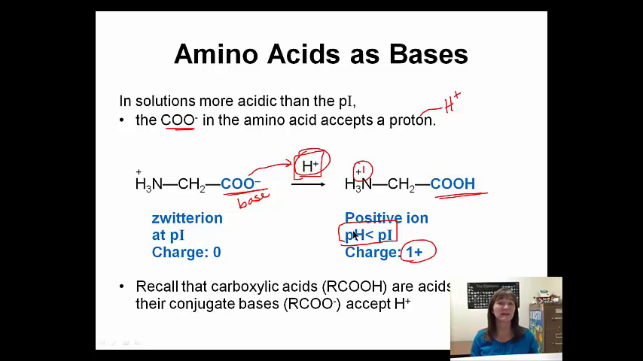Okay, so you need to be able to do that. I'm going to give you an amino acid, I'm going to tell you its pI, and then I'm going to tell you what pH that amino acid is in, and I expect you to be able to either draw it or tell me whether it is a net +1 or a net -1 charge.